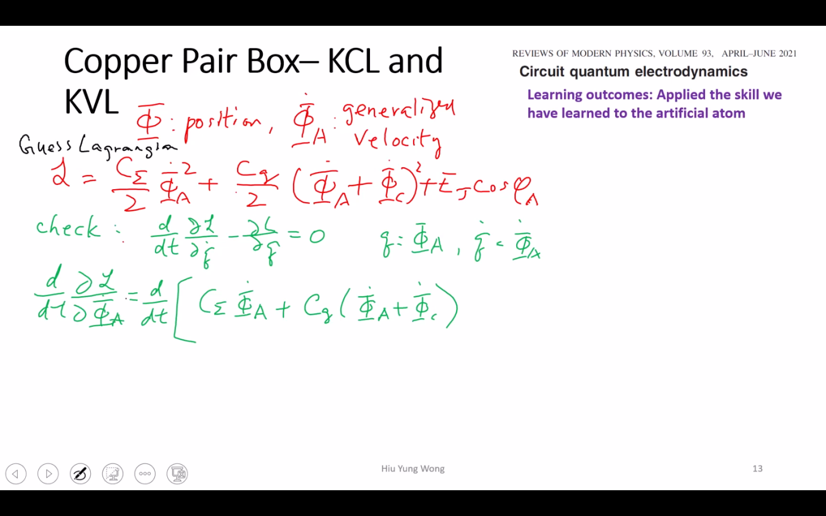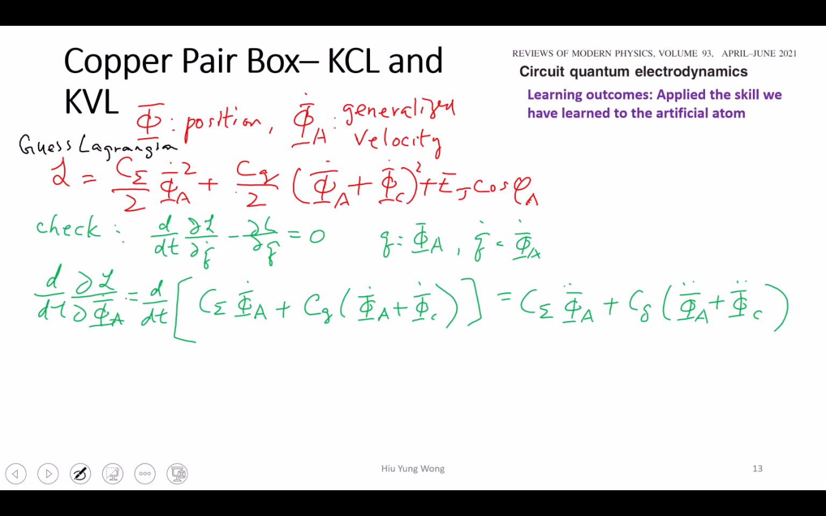Is that okay? Did I make any mistakes so far? No, right? Looks like I'm okay. I'm a little worried, my cheat sheet has a lot of errors. Now I apply d/dt to it, right? Then this is what I will get: phi A double dot plus phi C double dot. Yeah, okay, that's right.